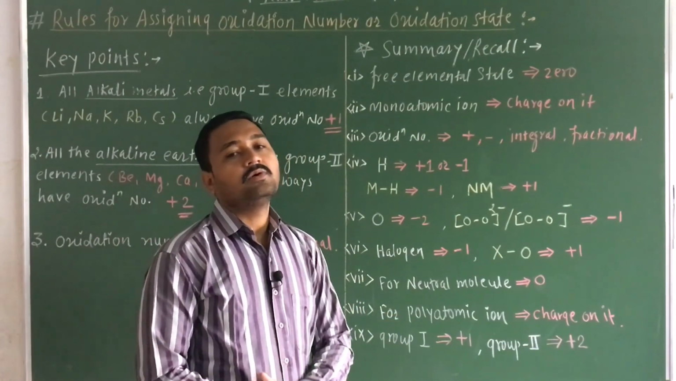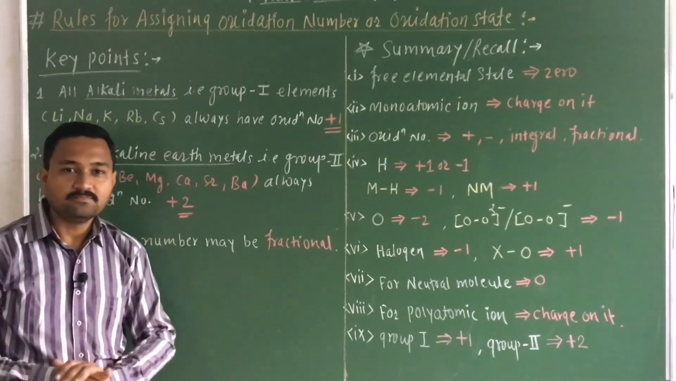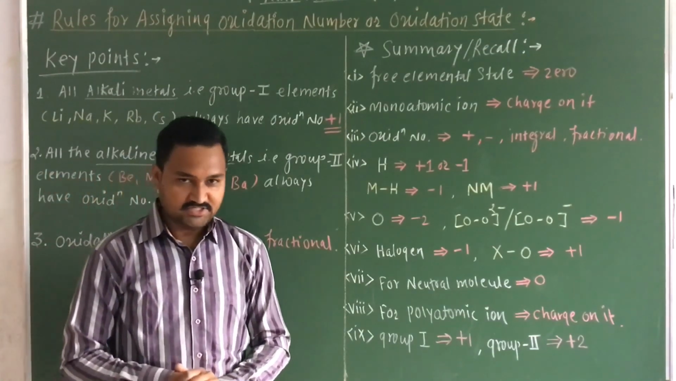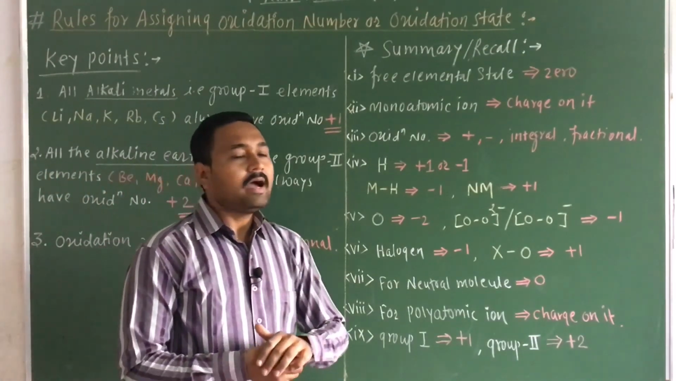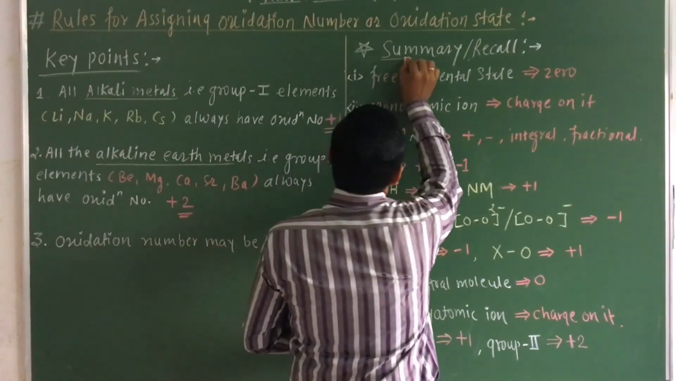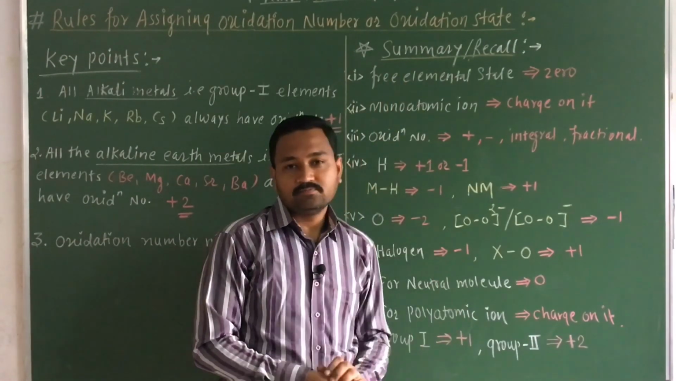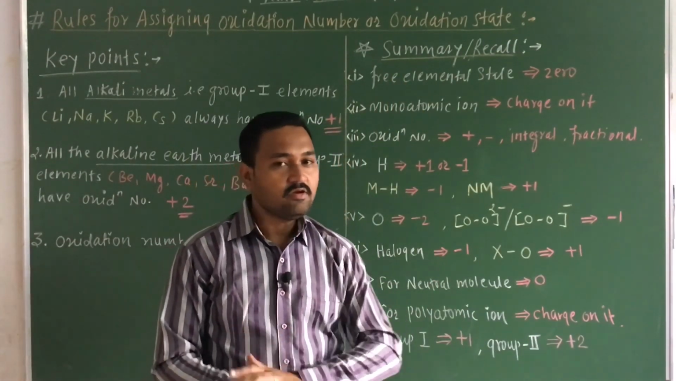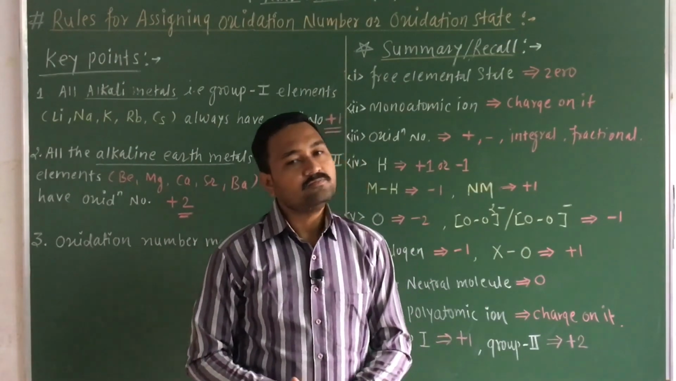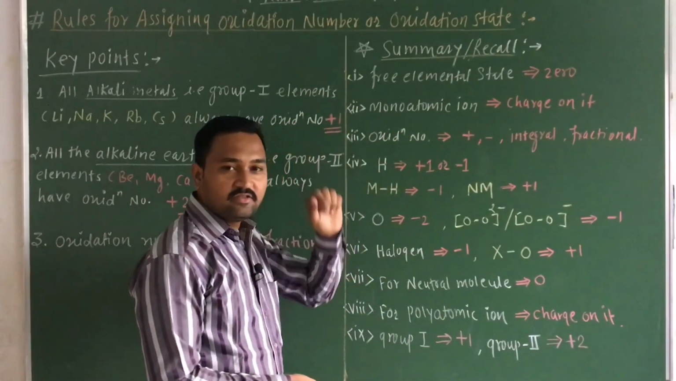So this is about the key points for assigning the oxidation number, because this is useful while solving numericals on oxidation number. Now I have made a short summary of all the rules that we have studied here, and this will be useful while studying the rules for assigning the oxidation number, and it will again help you in solving numericals on oxidation number. So in short, we have studied the first rule.